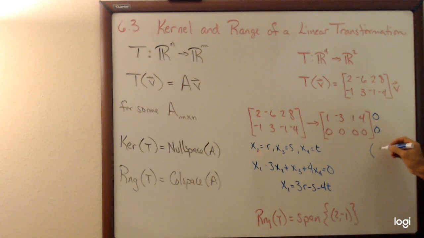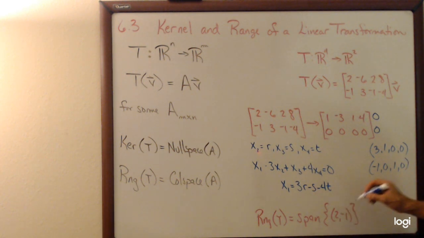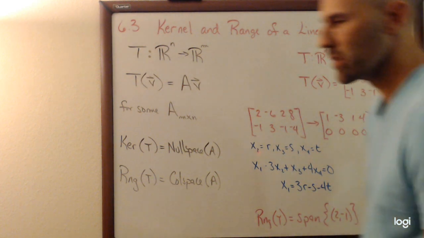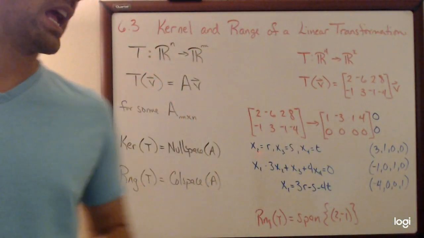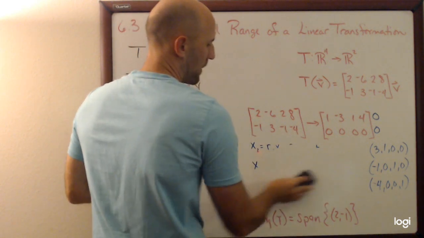If I let R be 1 and the other ones be 0, that's 3, 1, 0, 0. Swap it around. I get negative 1, 0, 1, 0. And if I let T rather be 1, that's negative 4, 0, 0, 1. So those are a set of basis vectors for the null space. I can go ahead and write these down.